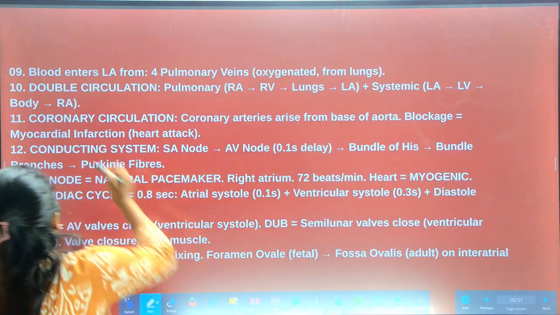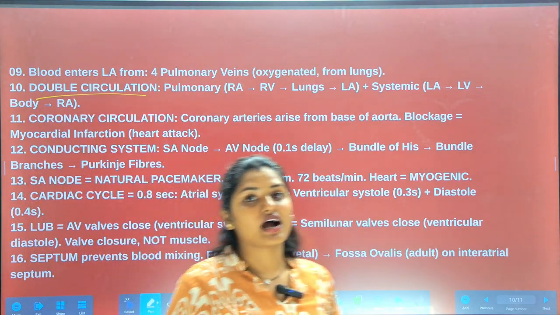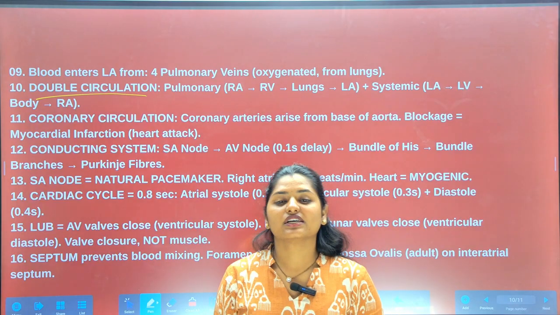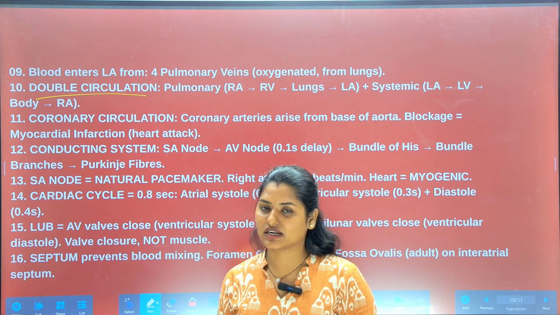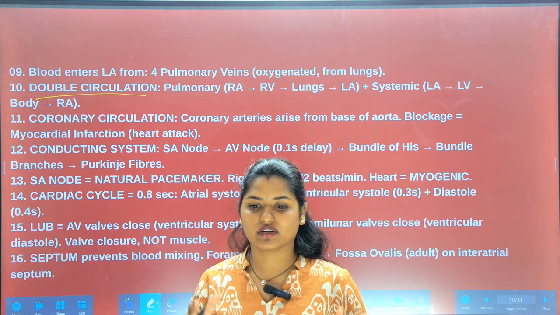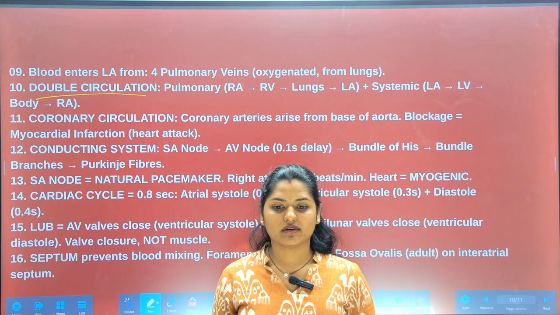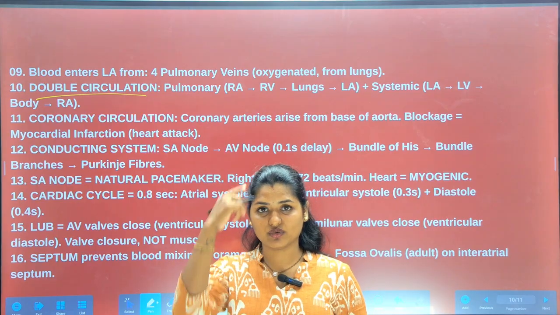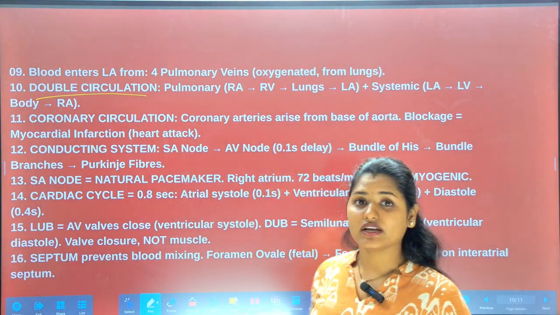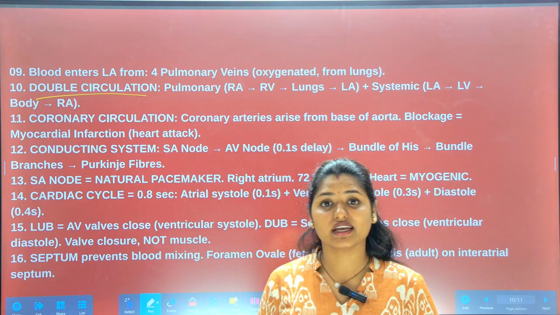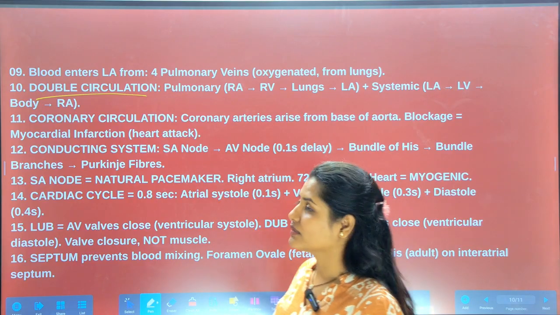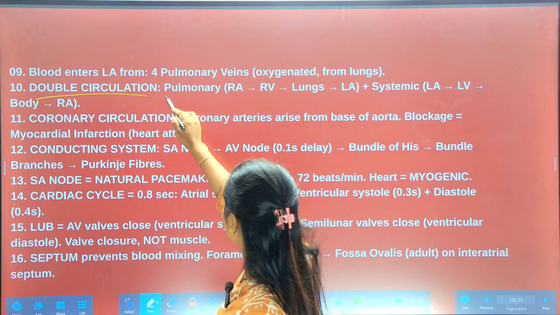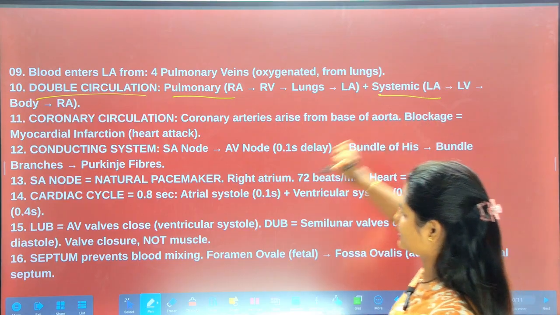Now I have said earlier that the heart has double circulation, that is pulmonary circulation and systemic circulation. In our body, blood is circulated through the heart to every part of the body, and at one particular time two circulations happen, that is double circulation. Here, pulmonary and systemic circulation.